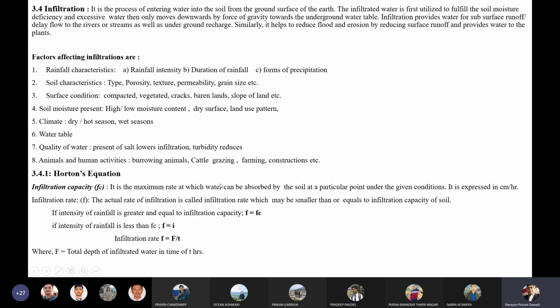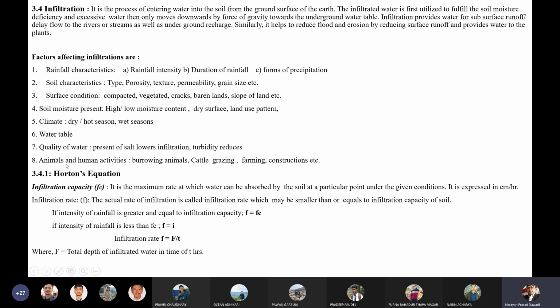Presence of salt particles in water as well as the turbidity of the water reduces the infiltration rate of the water.